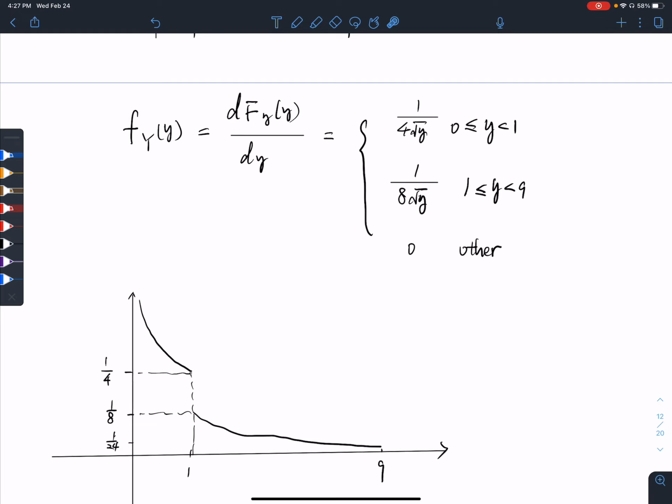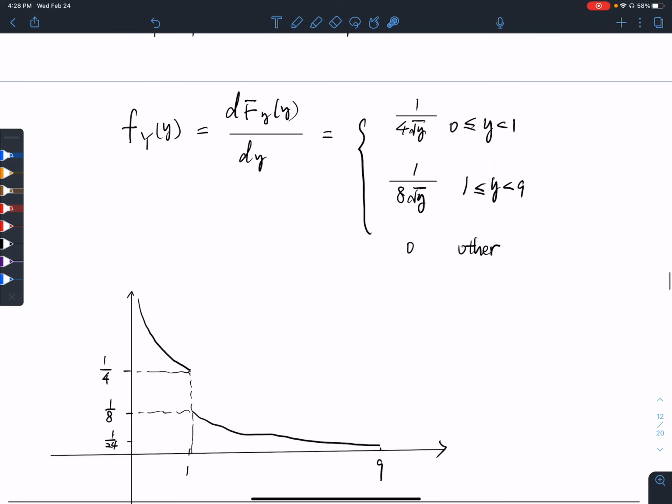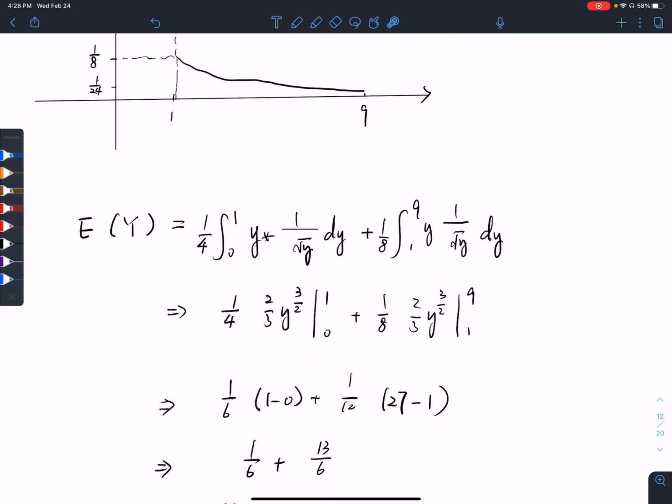And we can draw this one. For y between 0 and 1, when it's close to 0, it's infinity, and when it's close to 1, it's 1/4. And then the second part: when y is equal to 9, the square root of 9 is 3, 3 times 8 is 24, so it's 1/24 here. And when y is equal to 1, it's 1/8. So we draw the curve here. That's a picture of the density function.